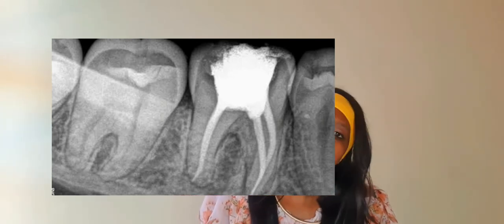So these are the x-rays that we take obviously every time the patient comes back. We just routinely check if there's no leakage, there's no seepage, if the periapical area has improved and the tissue around that tooth has improved. So those are some of the things that we'll be checking for with the recall x-rays.